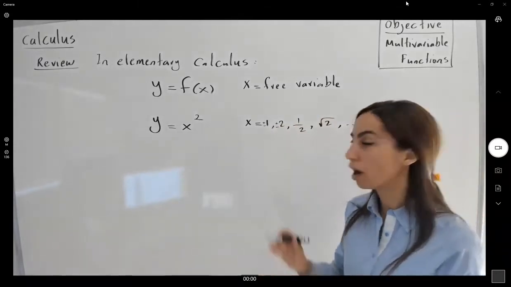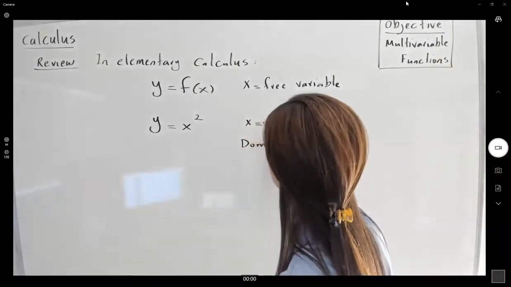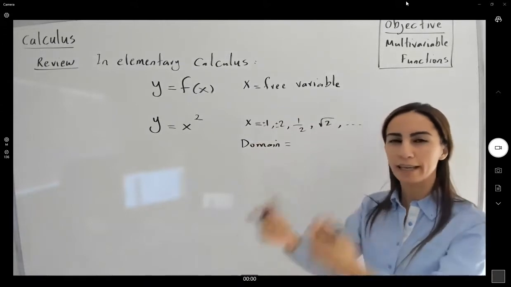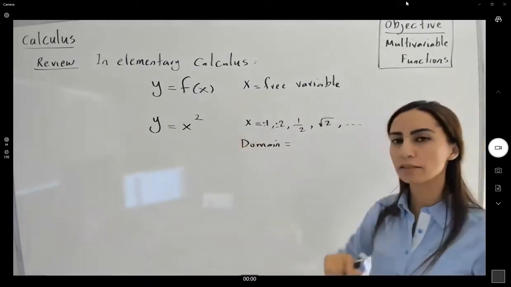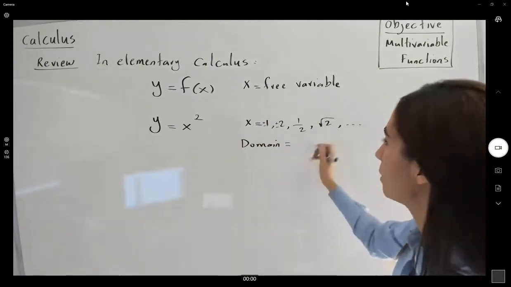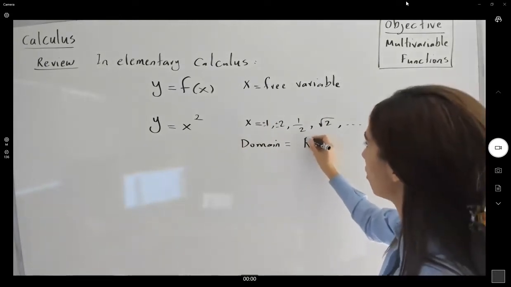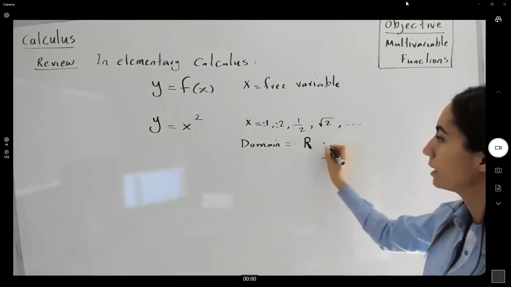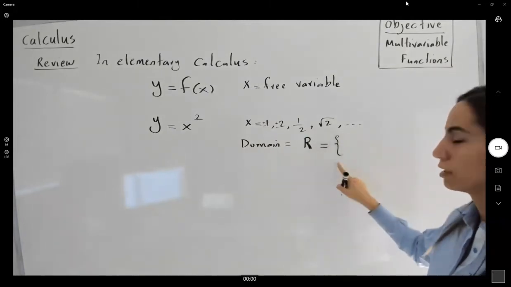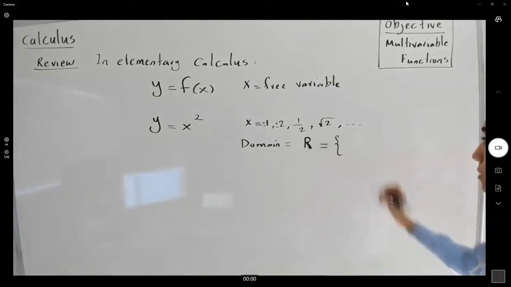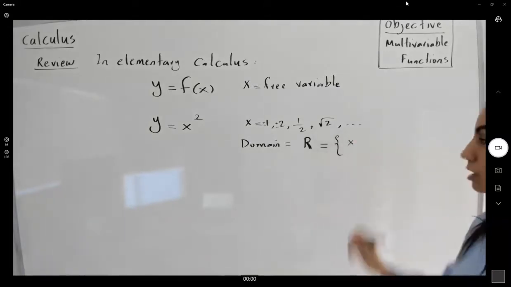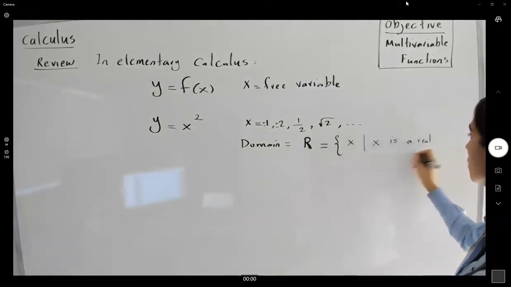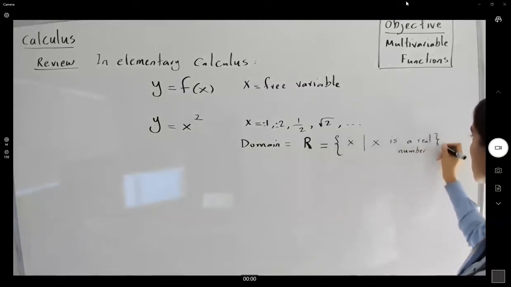So the domain of this function is all real numbers. Why is that? We can freely take any real number, plug that in for x, and calculate y. So the domain is equal to R, bolded R, or mathematically speaking, the domain is the set of, use curly bracket, the set of all x values such that x is a real number. Close the bracket.